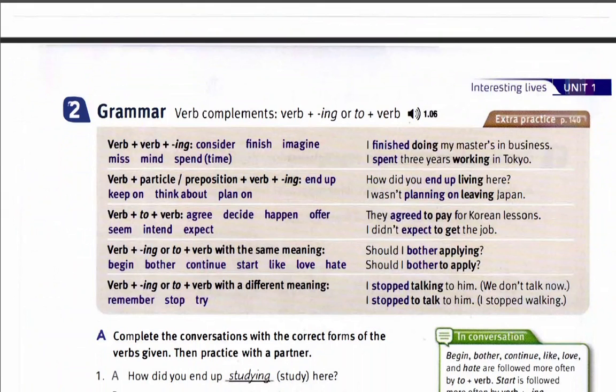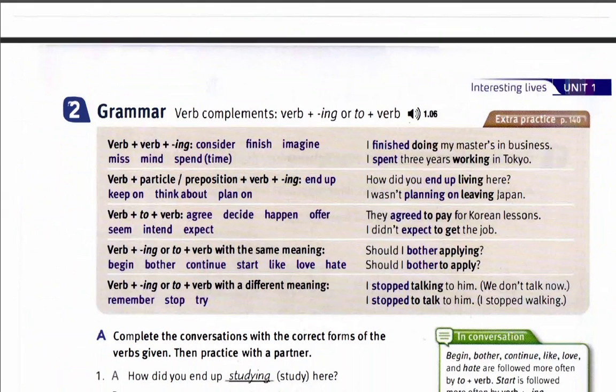Then, there are 3 special verbs down here at the bottom. Remember, stop, and try. These verbs, we can use verb plus ing, or we can use to plus verb, but the meaning of the sentence will change. I stopped talking to him means we don't talk now. I don't talk to him anymore. I stopped to talk to him means I stopped walking so that I could have a conversation with that person. So the meaning is completely different depending on if you use the ing or the to form.